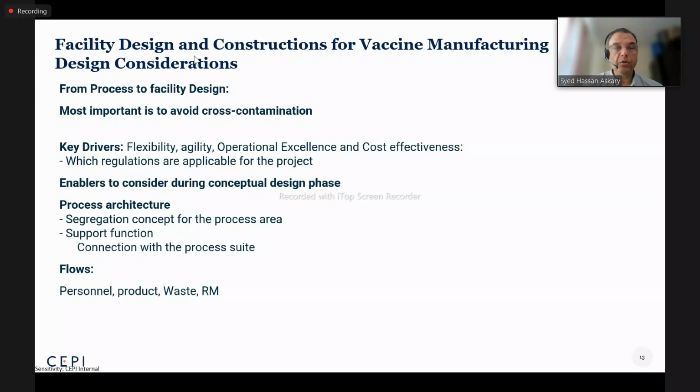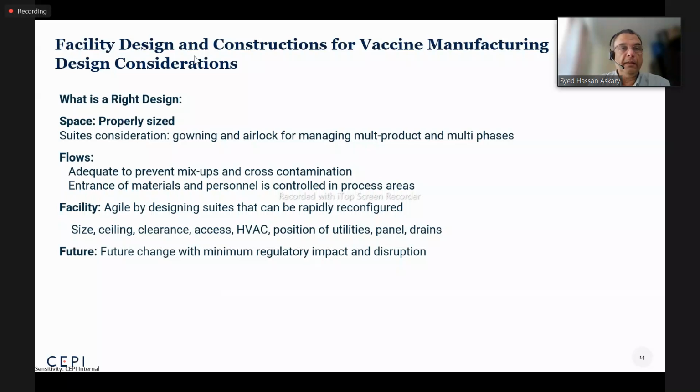And then you go into process architecture, the connection of the process suite, and how the flow is going to go, because you have to establish a personnel flow, and then the product flow and the waste flow. And for vaccines, it all has to be single directional. There is no two directions. If the product is going in this direction, it cannot come back. It's the same for personnel and the same for waste.